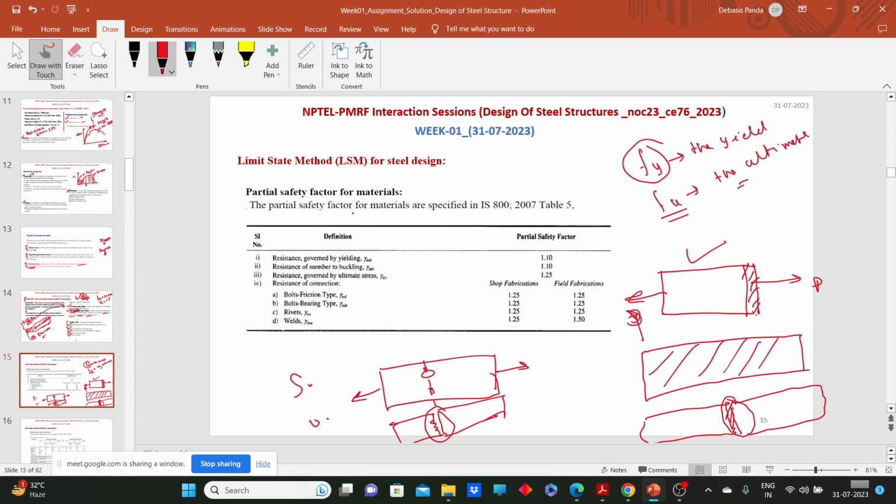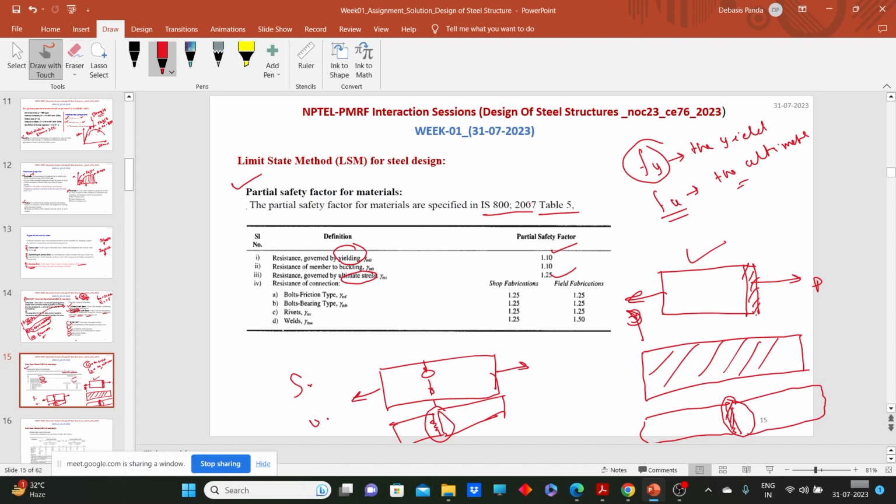Now you can understand the partial safety factor for material. Here you can see resistance governed by yielding. When we are considering the yielding part, the factor of safety should be 1.1. When we are considering the ultimate stress, the factor of safety should be 1.25. For bolts and rivets, the factors of safety are also given. When we cover the bolt part, we will revisit that table. This is Table 5 of your IS 800:2007, so we'll revisit that again.